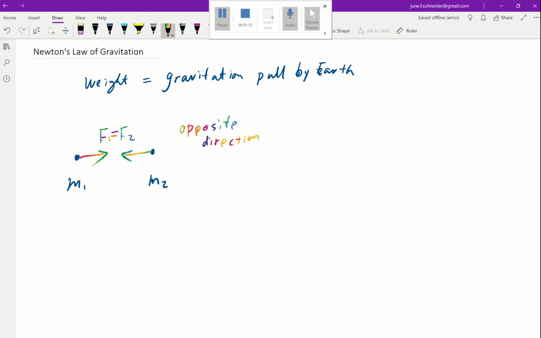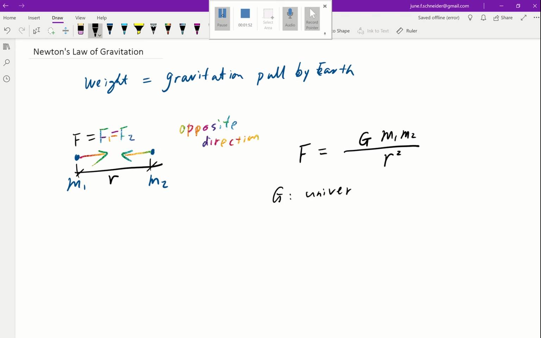And this phenomenon can be explained by this formula. This force F is going to be equal to mass 1 times mass 2, then the distance between those two objects is r, for example, divided by the distance squared, and then we're going to multiply by this constant. This constant is called the universal gravitational constant. So G is the universal gravitational constant.